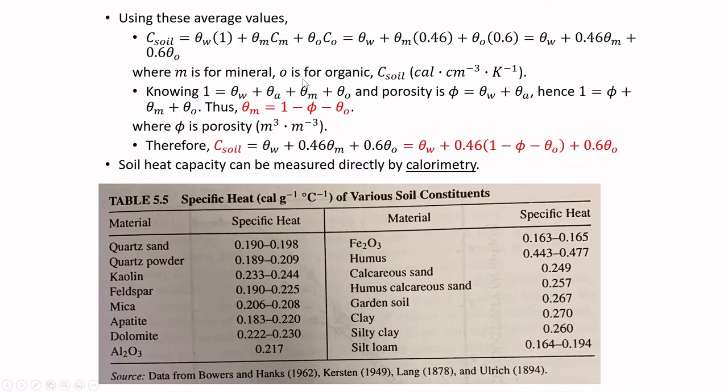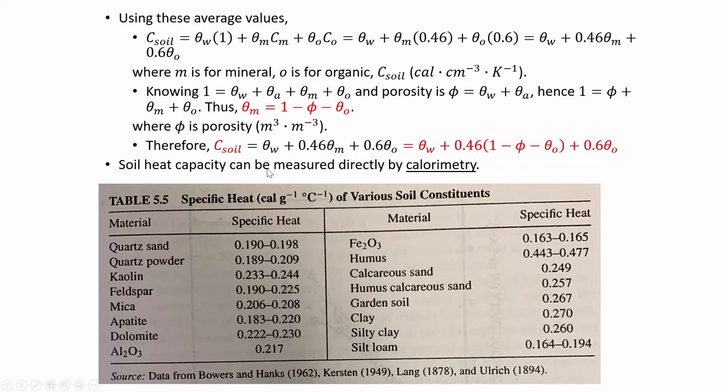So then you can rewrite this equation into 1 equals phi plus the volumetric mineral content and the volumetric organic content. Now you can rearrange for the volumetric mineral content, which equals 1 minus phi minus the volumetric organic content. So we can change this equation into this form. The volumetric mineral content, we can take this equation and put it here, so you will get this form of equation.